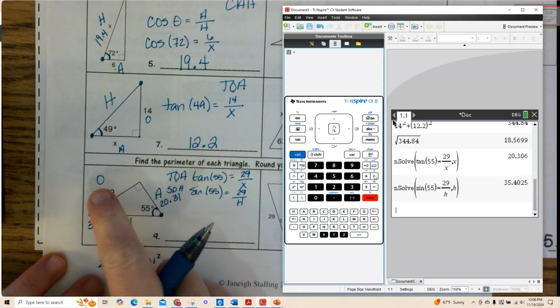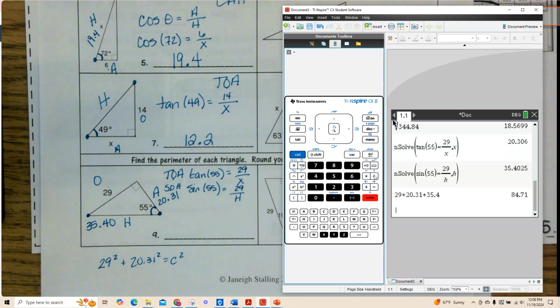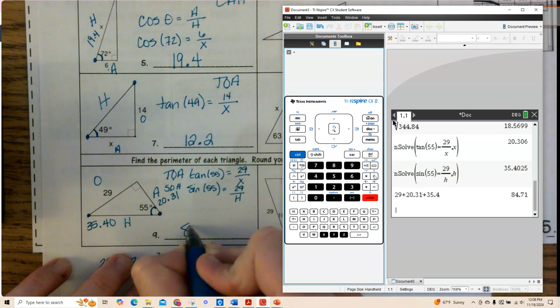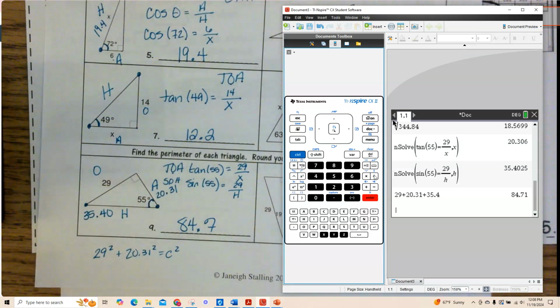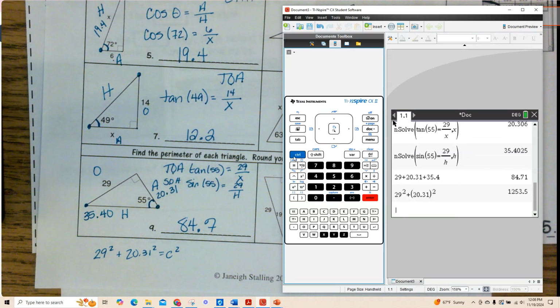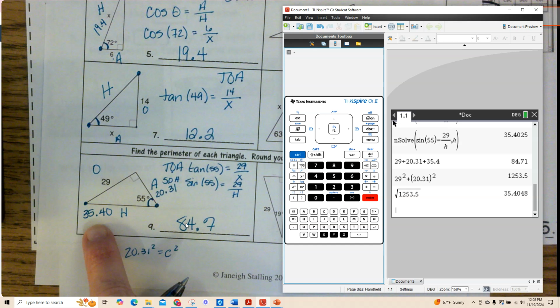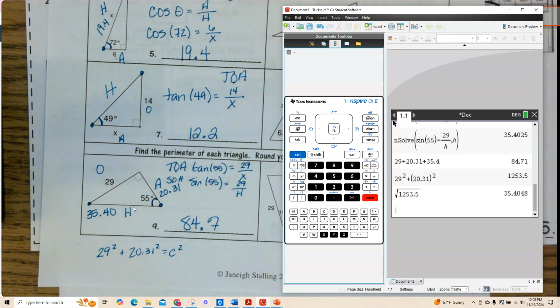Final step is the perimeter. Add all three sides. And I get 84.7. Because remember, final answer rounded to the 10th. If I found the hypotenuse this way, let's see how close it is. And then I would square root that. 35.40, spot on. Okay, so it should be okay either method that you choose.